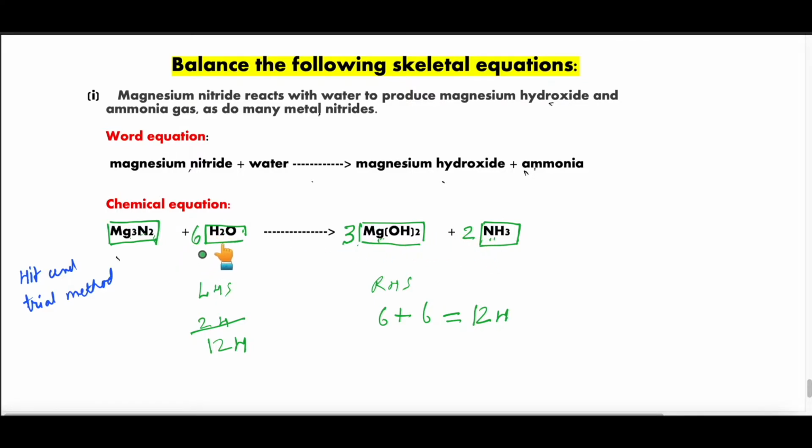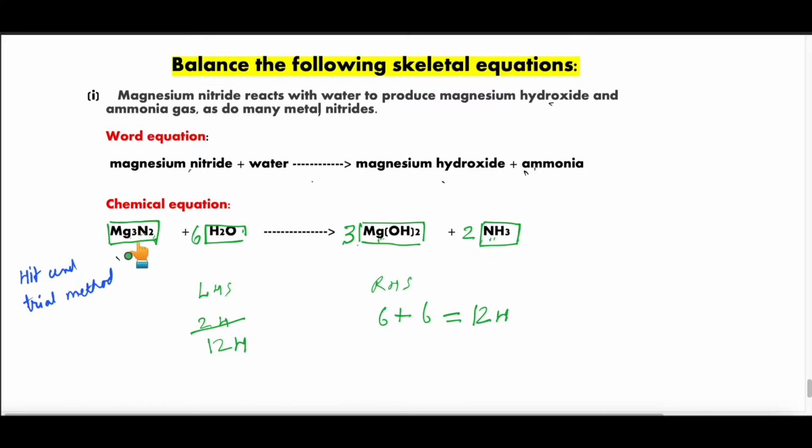Now let us check the hydrogen atoms. On the reactant side you have 12 hydrogen atoms, 6 times 2 is 12. And on the product side you have 2 times 3, that is 6, plus 3 times 2, that is 6. So altogether you have 12 hydrogen atoms on the product side. So hydrogen has also got balanced.